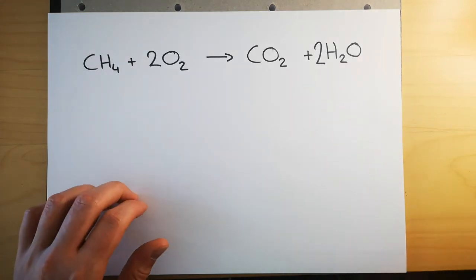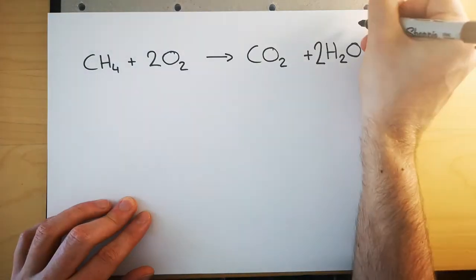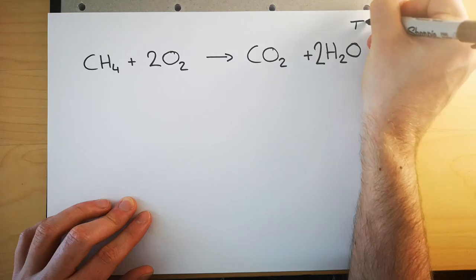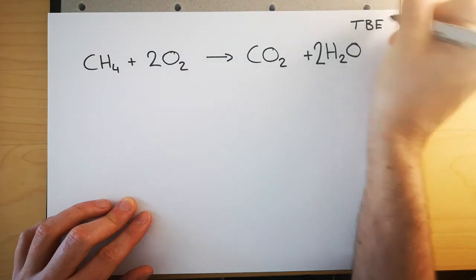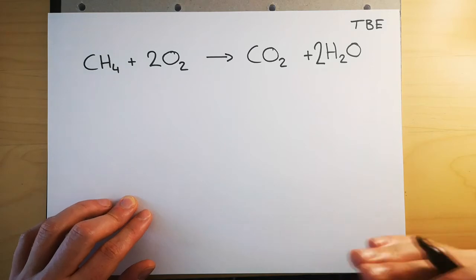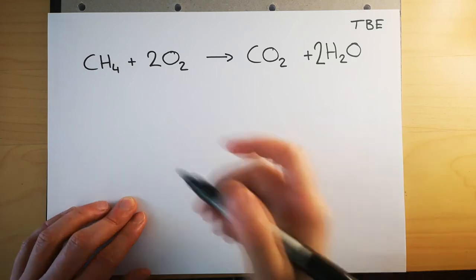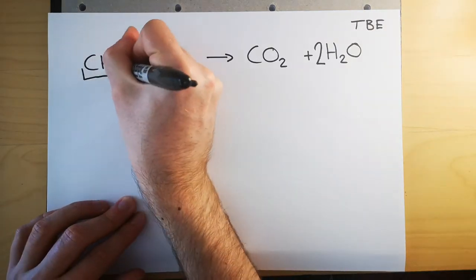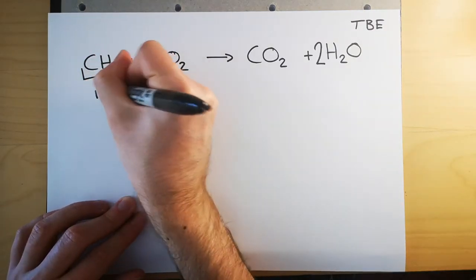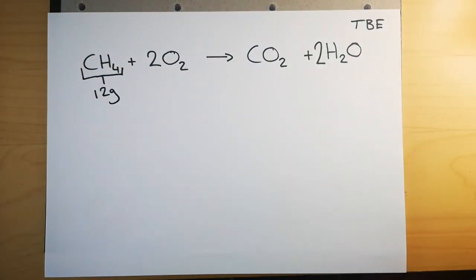Now, that I like to refer to as the theoretical balanced equation. So this is the theoretical balanced equation. Now, what we're going to do is convert this into the actual balanced equation. In the question, we were told that we had 12 grams of methane.